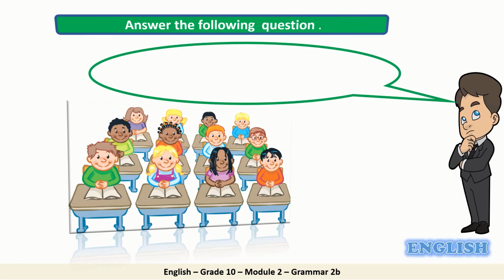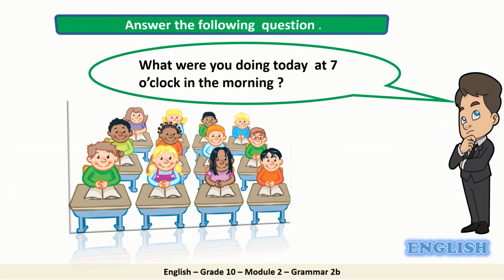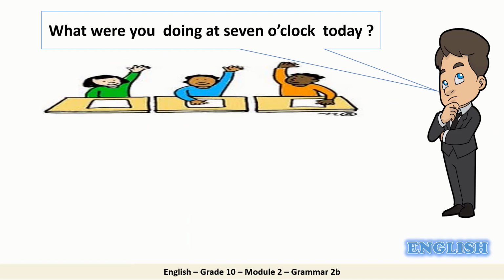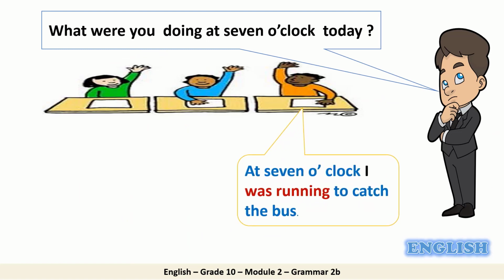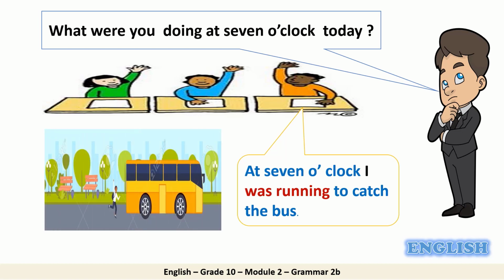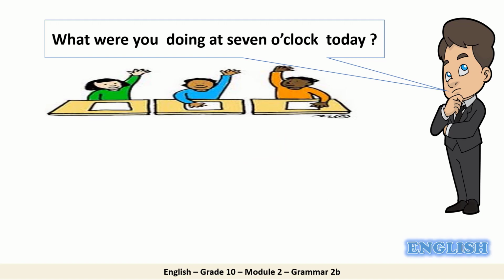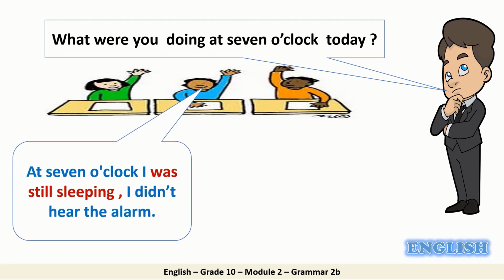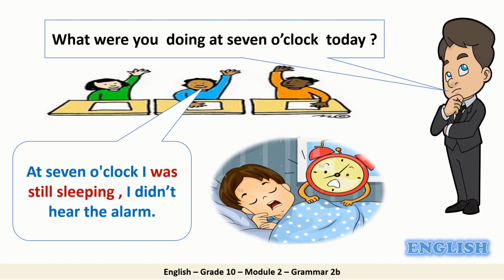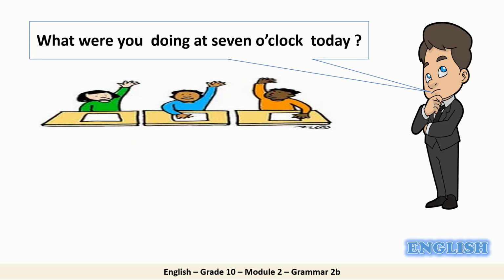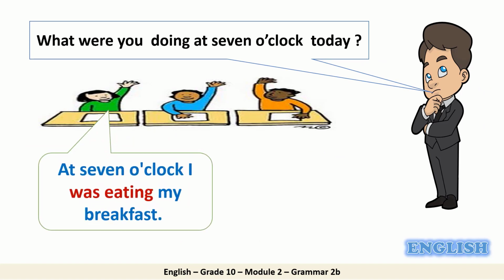And now I'd like you to answer the following question. What were you doing today at 7 o'clock in the morning? Yes. At 7 o'clock I was running to catch the bus. What about you? At 7 o'clock I was still sleeping. I didn't hear the alarm. Anyone else? Yes? As for me, at 7 o'clock I was eating my breakfast.